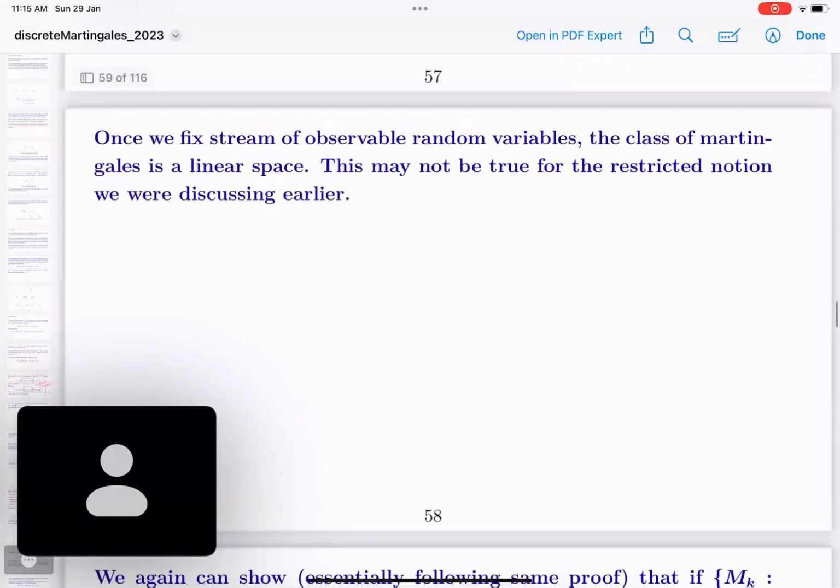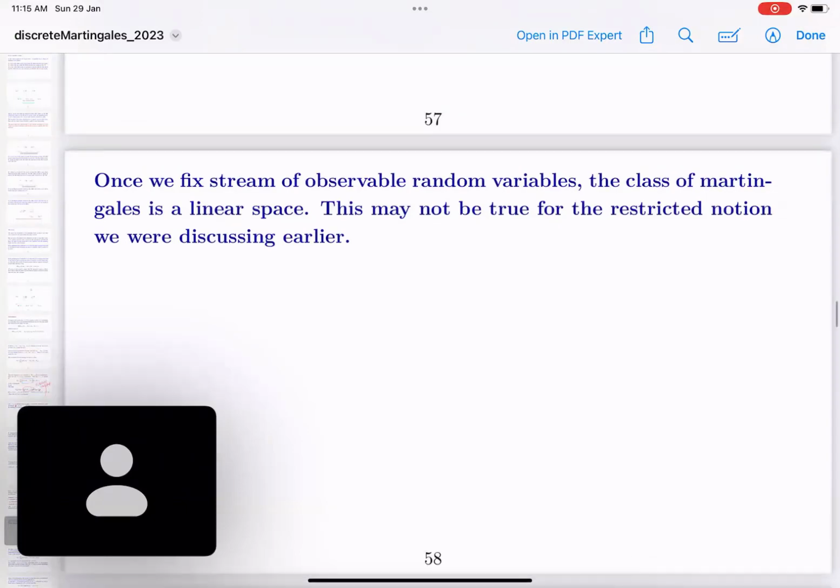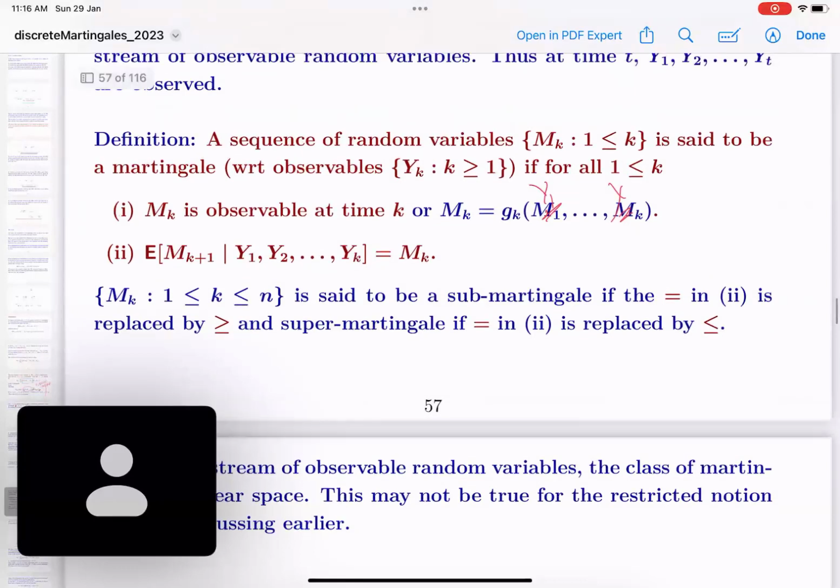So now in what follows we are going to fix a stream of observable random variables, and the class of martingales that we talk about is martingales with respect to this sequence of observables. And now you can figure out that the class of martingales becomes a linear space. If you add two martingales, you are going to get a martingale. This may not be true if you are restricting the notion as we were discussing earlier. So this property that the class of martingales is a linear space will only come when we are fixing a stream of observable random variables, and our definition of martingales is with respect to this observable stream.